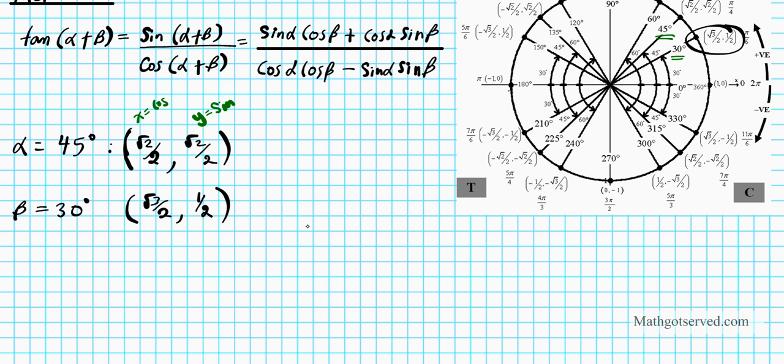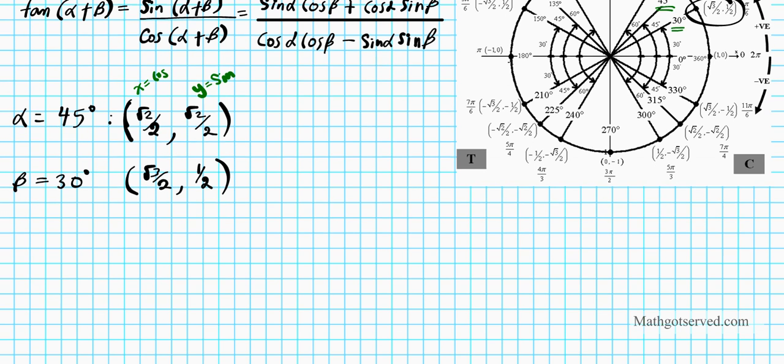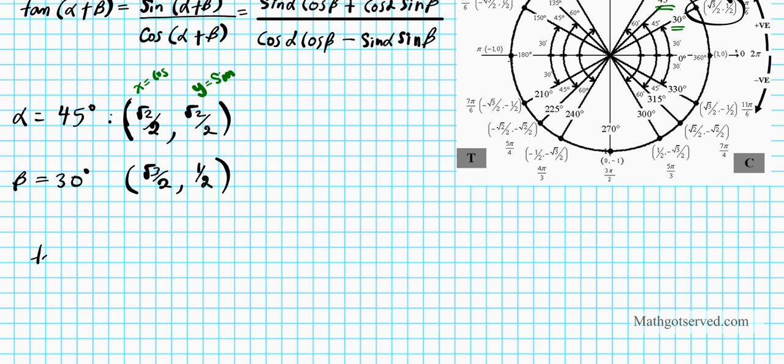All right, now let's apply alpha and beta to the formula. So what is that going to look like? We're going to have tan of 45 plus 30 equals sine of 45 plus 30 divided by cosine of 45 plus 30.